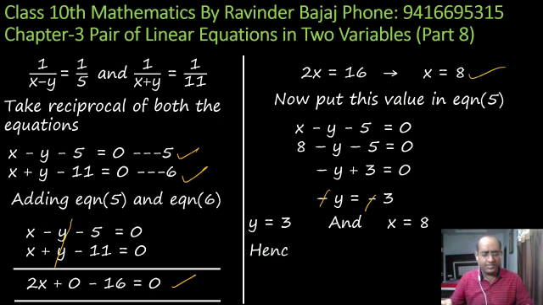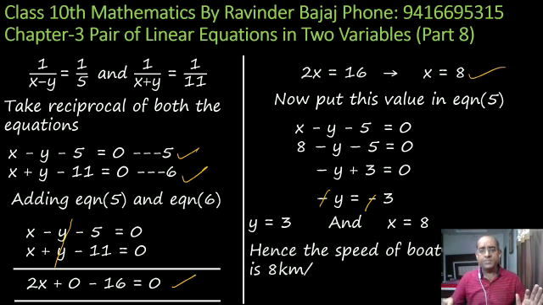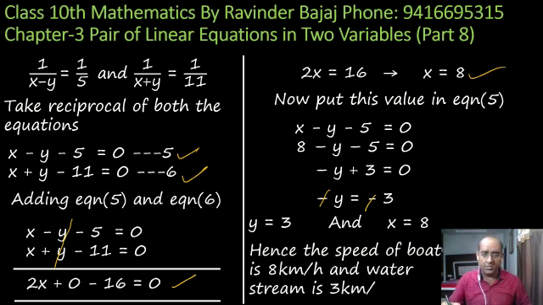So what are x and y? Hence the speed of the boat is 8 km per hour and the speed of water is 3 km per hour. In this way, we can solve some equations which are not initially linear equations, but we can convert them into linear equations by some suitable substitution.